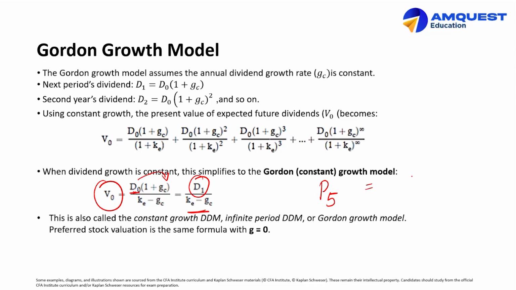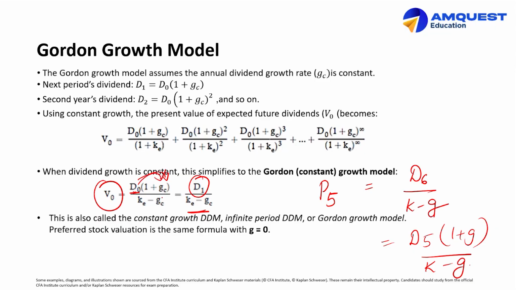To find P5, I'll take D6 divided by K minus G. D6 is D5 multiplied by 1 plus G, divided by K minus G. So V0 will be equal to D1 divided by K minus G, where D1 is equal to D0 multiplied by 1 plus G, divided by K minus G. Okay. So the formula, let's say it's a 2-year dividend discount model.